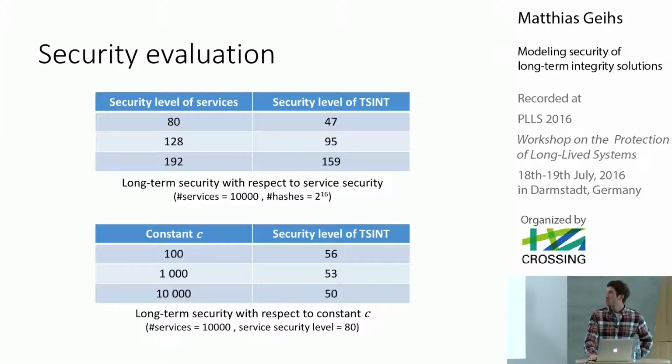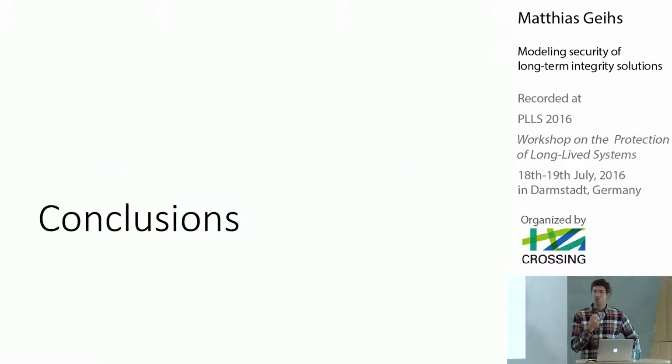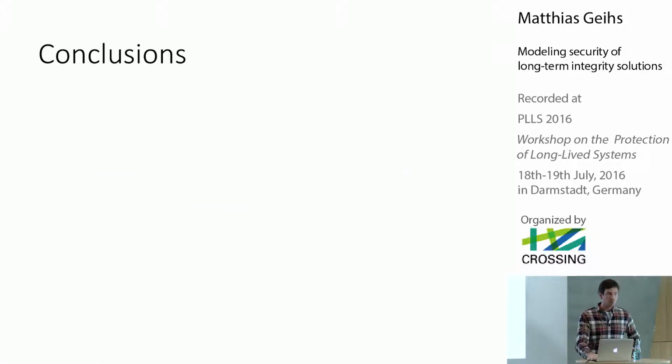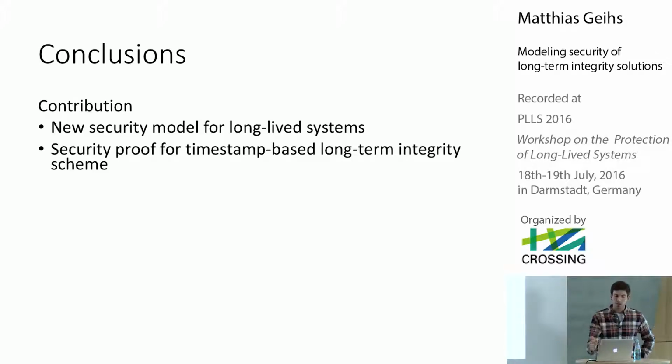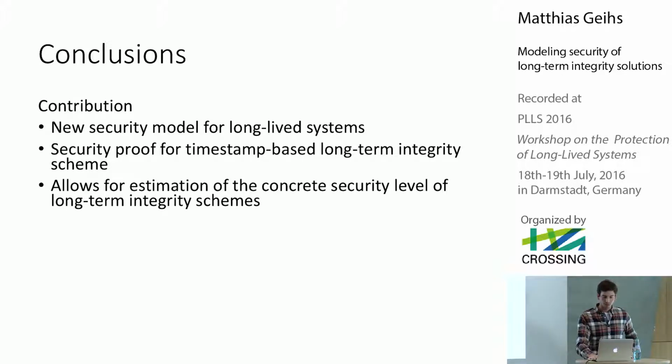And this brings us to the conclusions. We have given a new way to formulate security in long-lived systems, which is based on previous work, but incorporates a few other novel techniques. And we have given a security proof, the first security proof to our knowledge, which really captures the security of long-term integrity schemes. And it allows us to get a more concrete understanding of the security of such schemes.